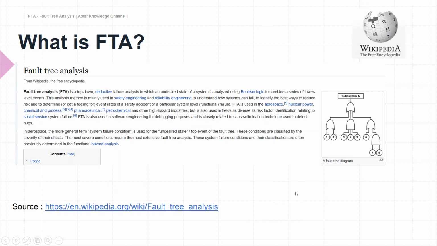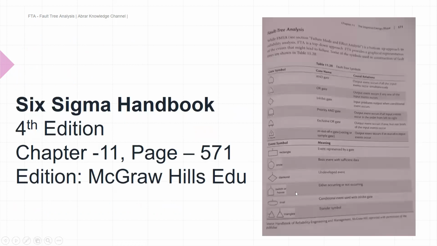So let's go into detail. According to another source, the Six Sigma Handbook, 4th edition, chapter 11, page 571, by McGraw Hill Education, it says the same thing: failure mode effect analysis, FMEA, is a bottom-up approach, whereas FTA is a top-down approach, and it provides a graphical representation of an event that might lead to failure.